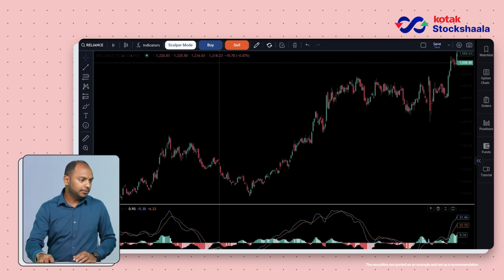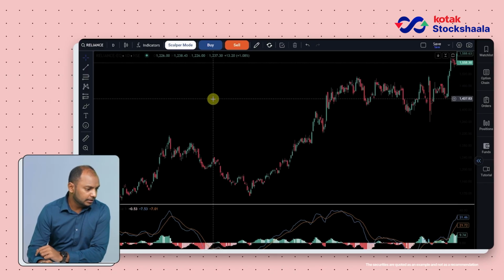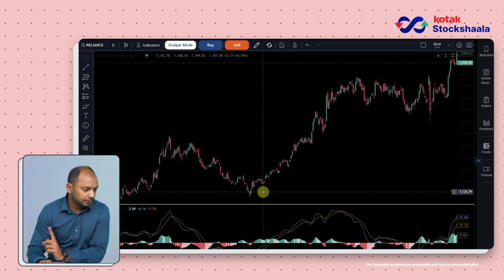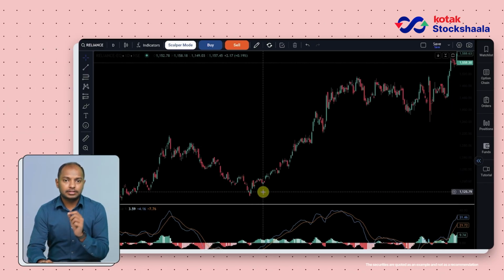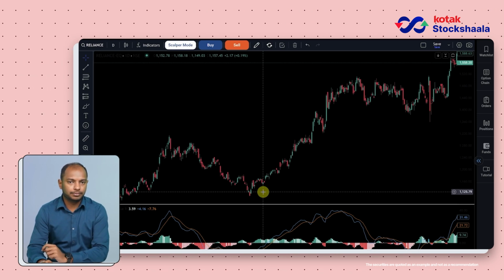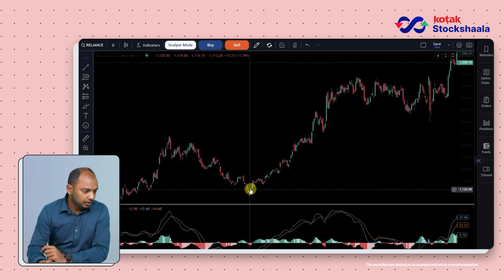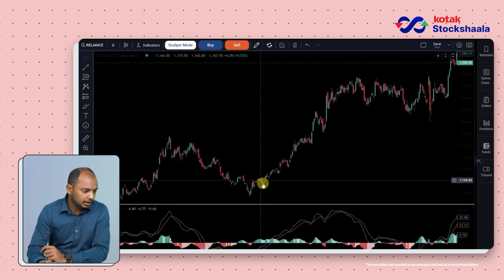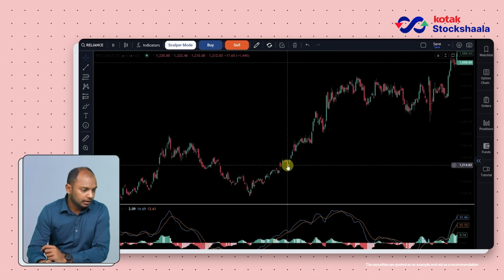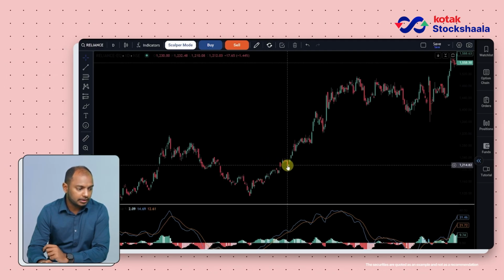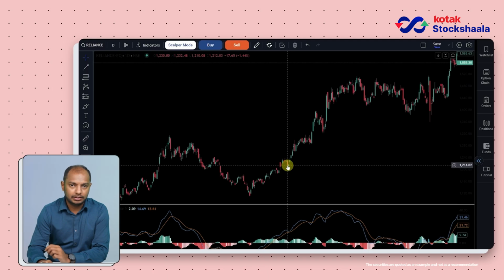Here I have taken the chart of Reliance, and in the Reliance chart, the first condition we have to look for is whether there is a higher high, higher low formation. Here if you see, we have a clear uptrend where there is higher high and higher low formation. And let's try to identify if we can get an entry signal using MACD here.